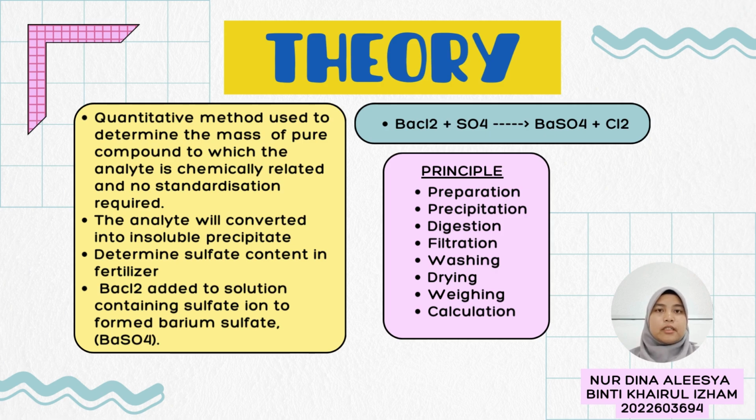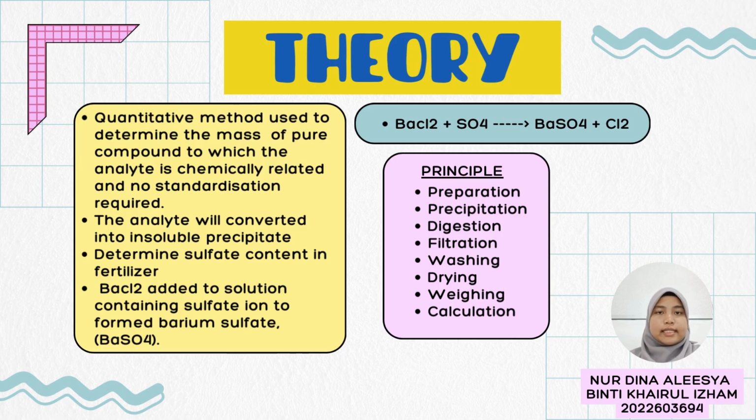First, preparation. We need to prepare the solution containing the analyte and add a precipitating agent to form an insoluble compound. This allows the precipitate to form completely and settle. Then, we need to filter the precipitate from the solution and wash the precipitate to remove impurities. Then, we dry the precipitate to a constant mass and weigh the dried precipitate accurately. For the calculation, we calculate the mass of the analyte based on the mass of the precipitate.